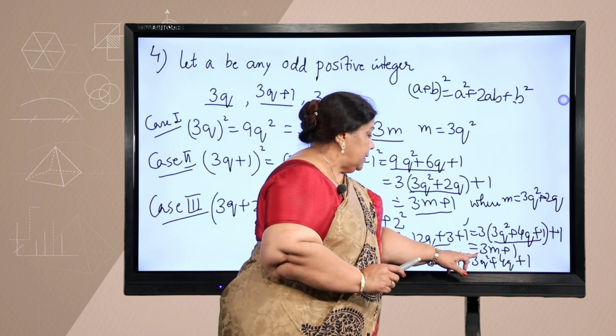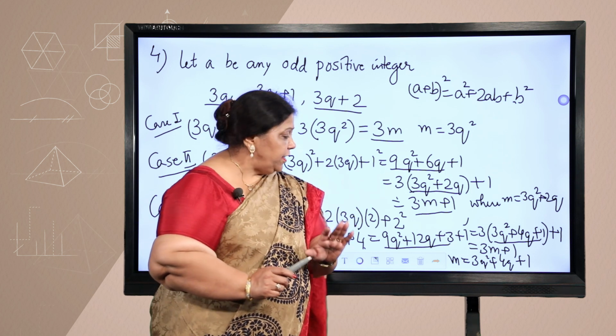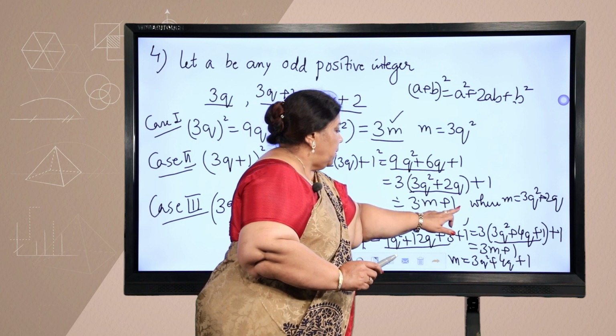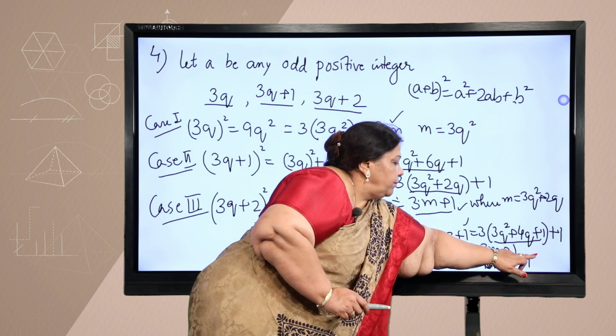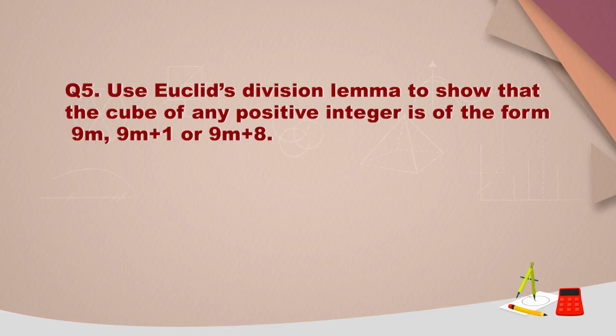So, I hope it is clear. We can express the square of any odd positive integer in the form 3m or 3m plus 1. Hence proved. Let us look into the next question, which says use Euclid's division lemma to show that the cube of any positive integer is of the form 9m, 9m plus 1 or 9m plus 8.